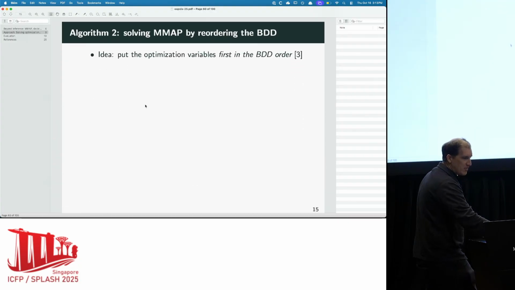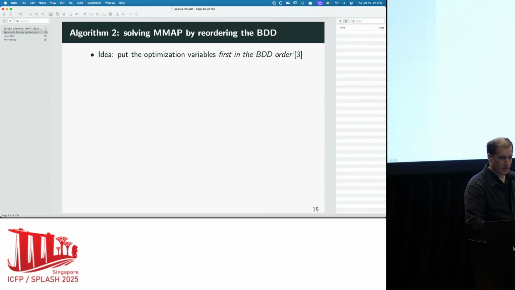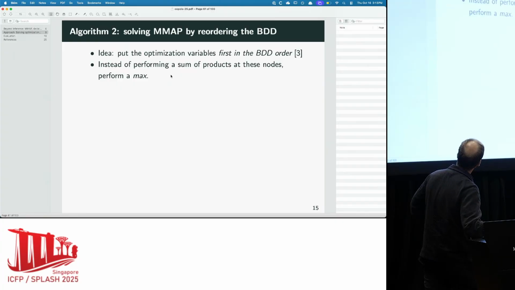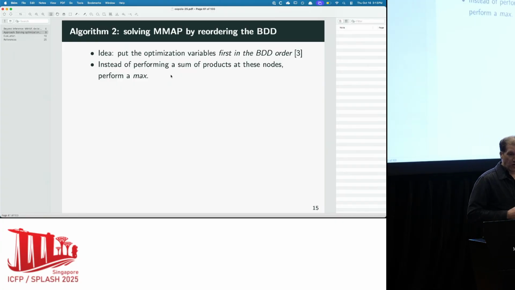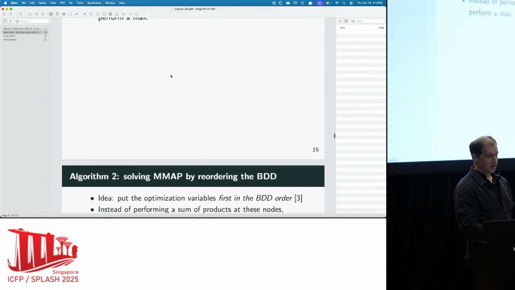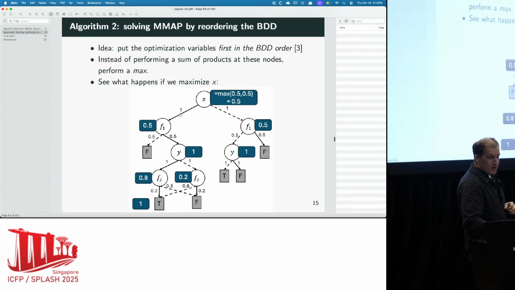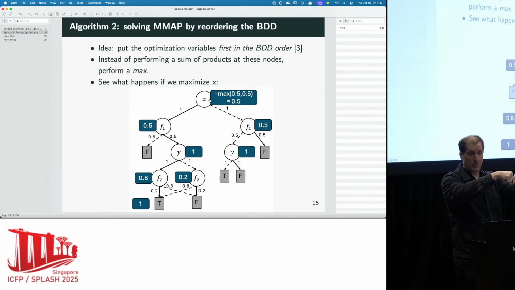You can put the optimization variables first in the BDD order, and we didn't come up with this. There's a citation there, and it's all over the paper. You can check that paper out. Instead of performing a sum on the variables you're optimizing over, you perform a max over those variables, right? Let's see what happens if we optimize x on this BDD. So I do this weighted model counting pass up from the bottom all the way up to the root. And then at the root, instead of taking a weighted sum over the children, I take the max over the children, right? And you can see how that would be computing the maximum assignment to that variable.